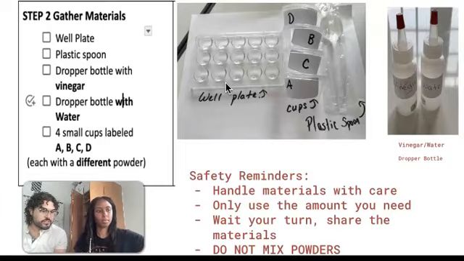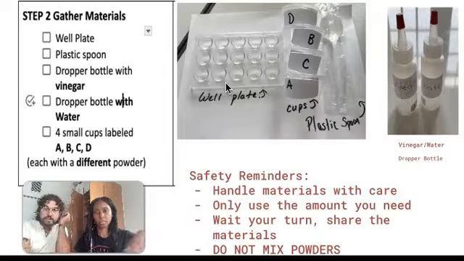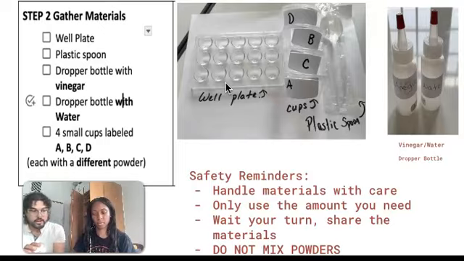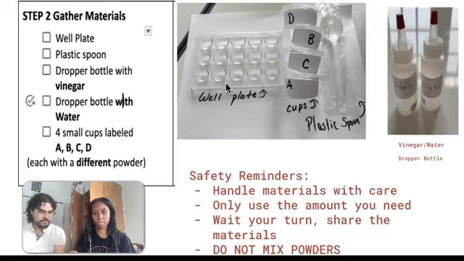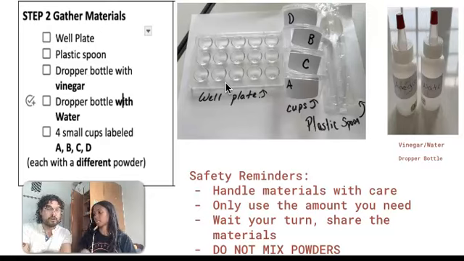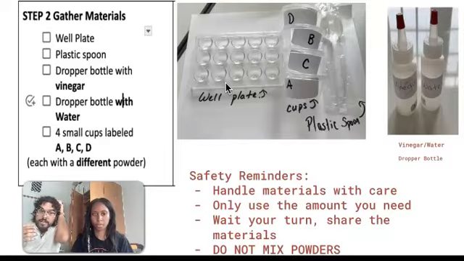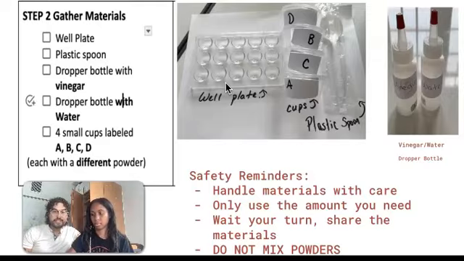And to finish it, we also have to have powders for us to actually test. So we are going to have 4 of those. You'll see they're also labeled A, B, C, and D. These are also shared amongst all of the partners, so be sure that you are moving them around and allowing everybody to get the materials that they need.